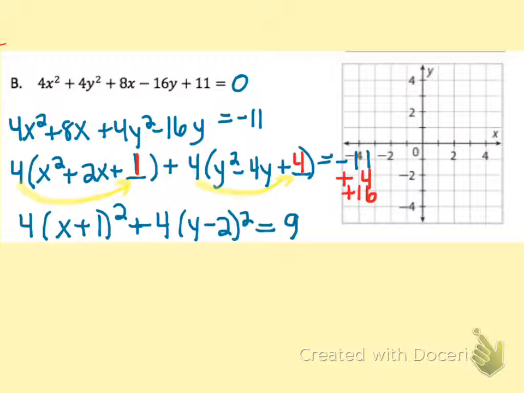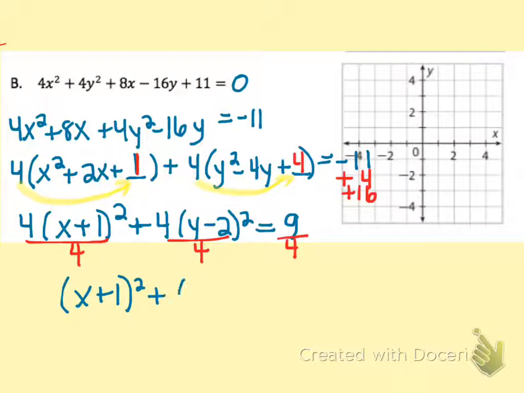So now the standard form does not have 4's in front of those quantities, the x minus h squared and the y minus k squared. So my last thing I'm going to do here is divide that off. So I'm going to divide each term by 4. That by 4, that by 4, this by 4. And that leaves me with x plus 1 squared plus y minus 2 squared equals 9/4.